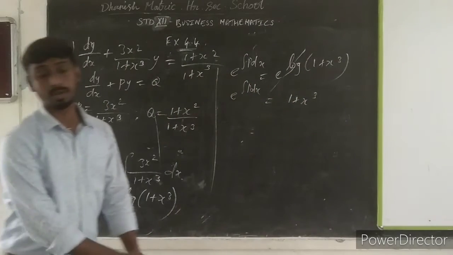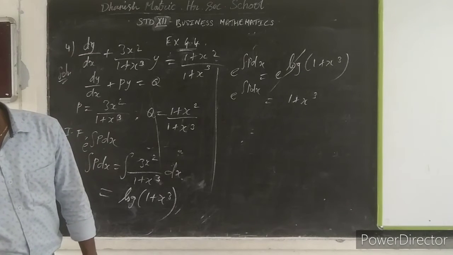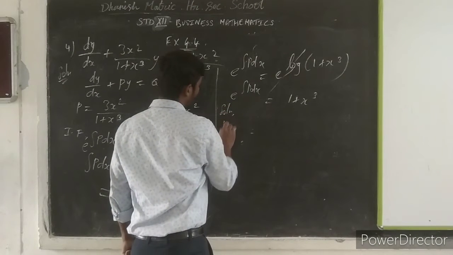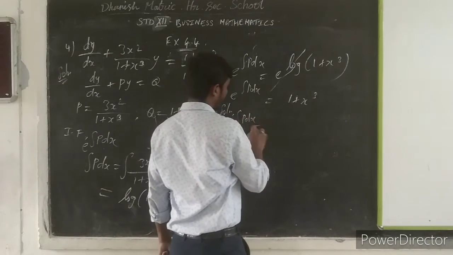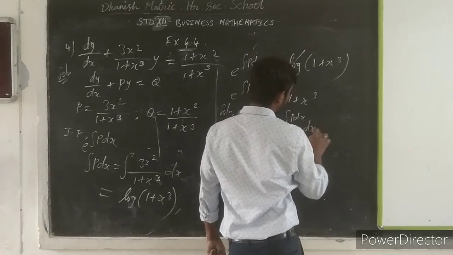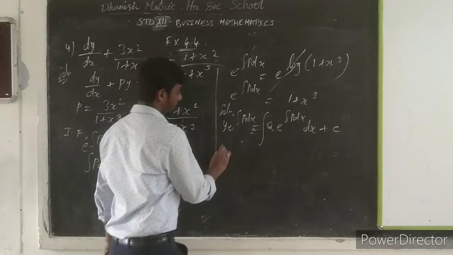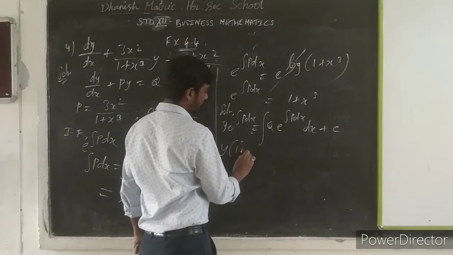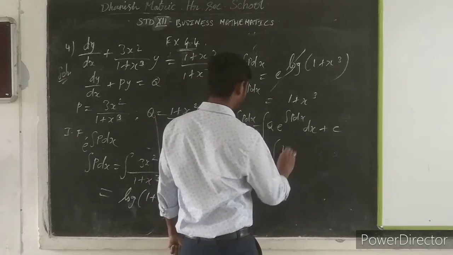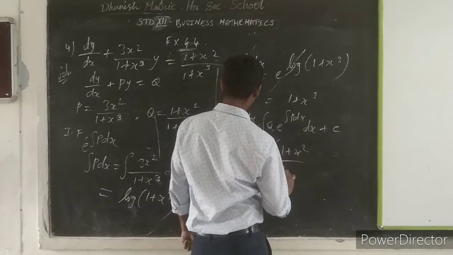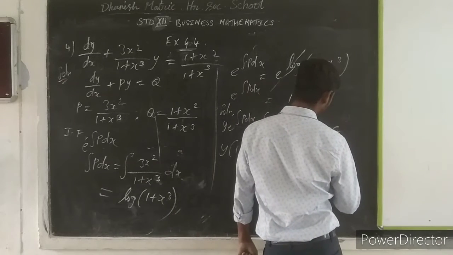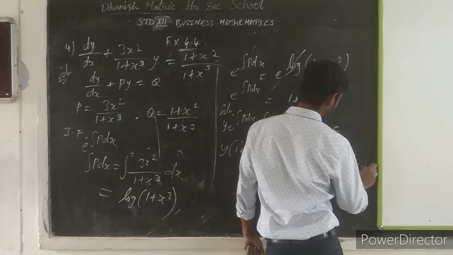1 plus x cube. Now substitute into the general form. General solution, what is the general solution here? y e power of pdx equal to integrate of q e power of pdx dx plus c. So now substitute this one. y into 1 plus x cube equal to integrate of q, which is 1 plus x square divided by 1 plus x cube, into e power of pdx, or 1 plus x cube, dx plus c.